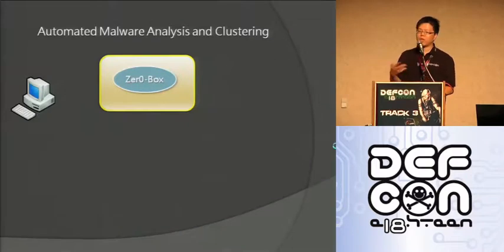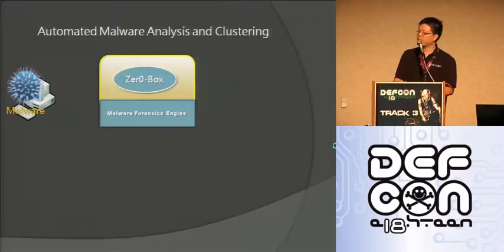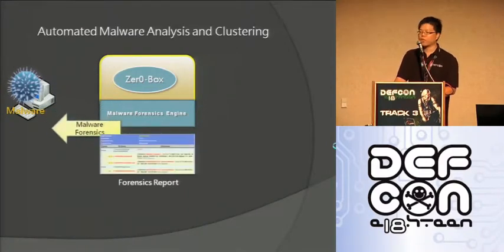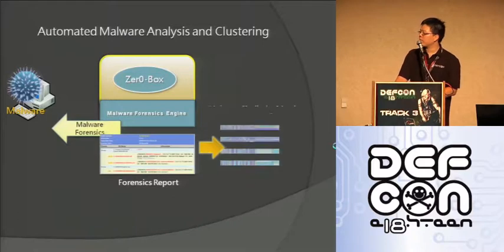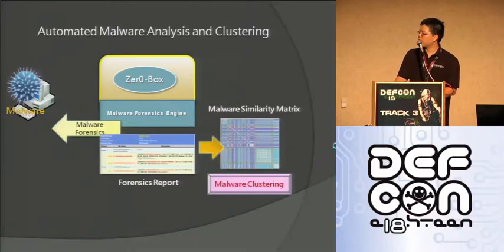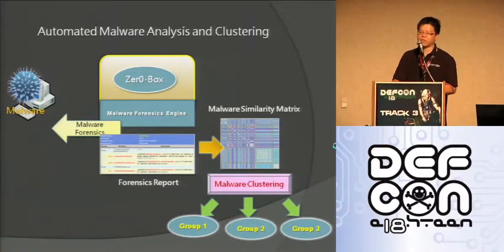And then we automate this process through our tool called ZeroBox. ZeroBox will scan all the malware samples that we have, make them execute, and then study them, get a report, and then come up with the matrix, and then do the clustering. And then you will be able to group them into different groups.